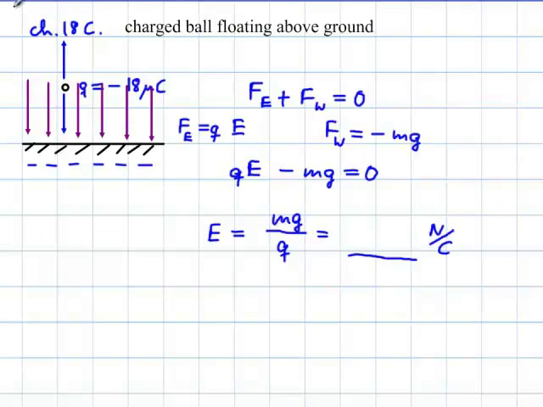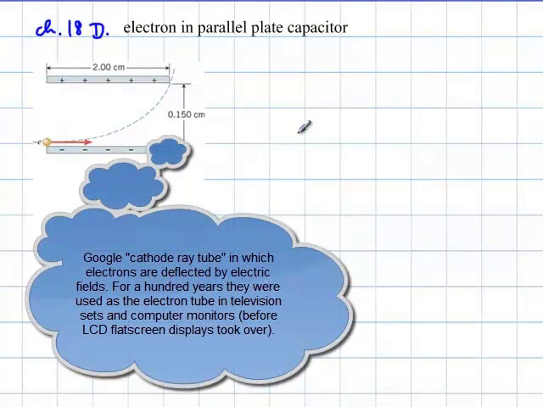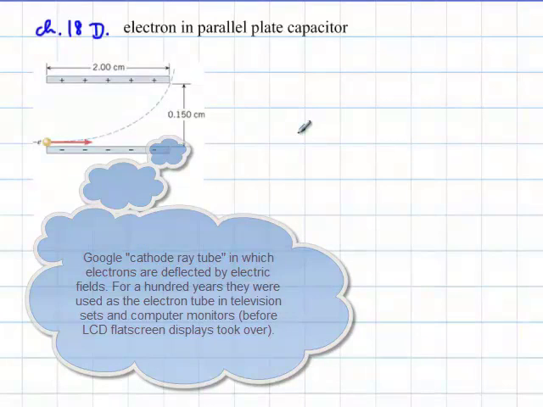Next problem. Electron in a parallel plate capacitor, which says the drawing shows an electron entering the lower left side of a parallel plate capacitor and exiting at the upper right side. The initial speed of the electron is 7 times 10 to the 6 meters per second. That is 7,000 kilometers per second or 4,000 miles per second, so really fast, like in all kinds of electronic instruments. The capacitor is 2.00 centimeters long, very short, a little bit less than an inch, and its plates are separated by 0.150 centimeters, so that's just a little bit over a millimeter.